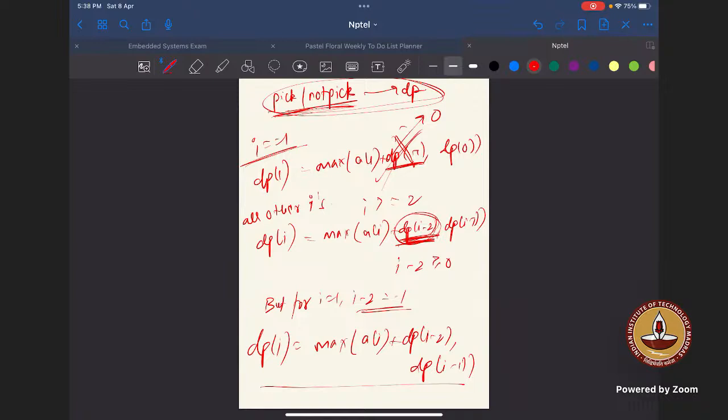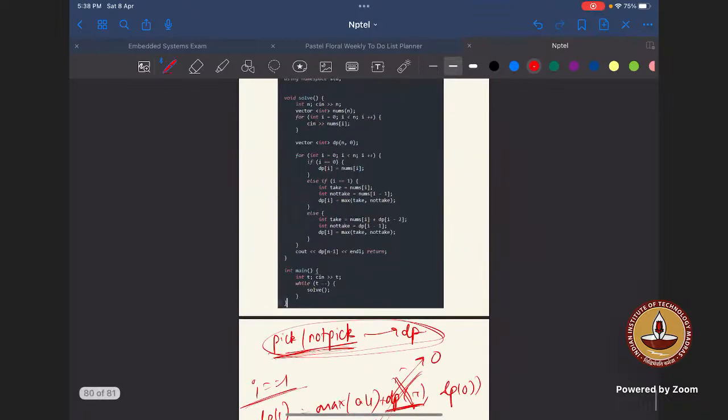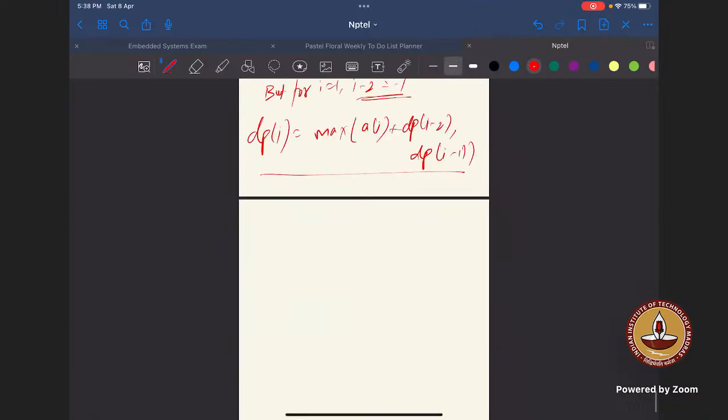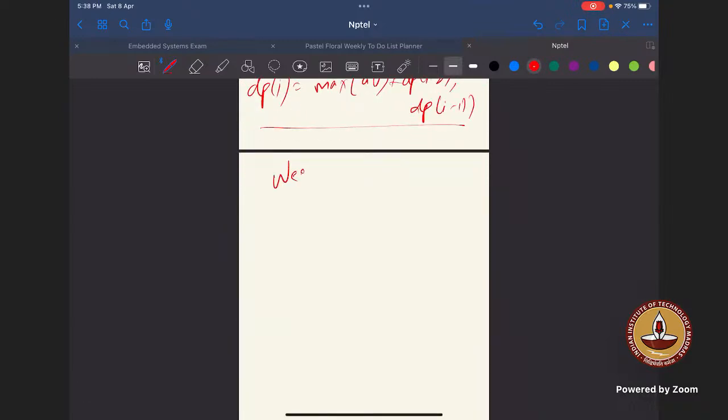But thinking about DP needs practice, and that is where people mostly get stuck. But I'm sure that if you practice more DP problems, you will sense patterns in them, and eventually I think you'll become good at solving questions related to dynamic programming. So yeah, that's all for week 10 programming question 1.